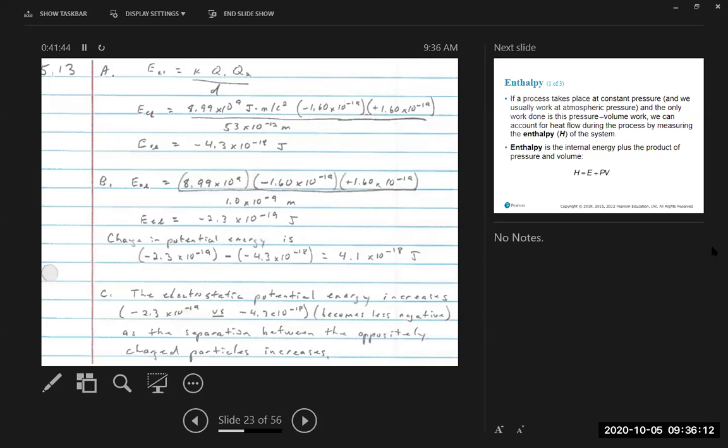B is a similar problem. You see the only thing that changed in that is it's 1 times 10 to the minus 9 meters. And then there's just some questions about changes in the potential energy and the electrostatic potential energy increase down at the bottom. So this is what the homework will look like that I've posted for all the problems.